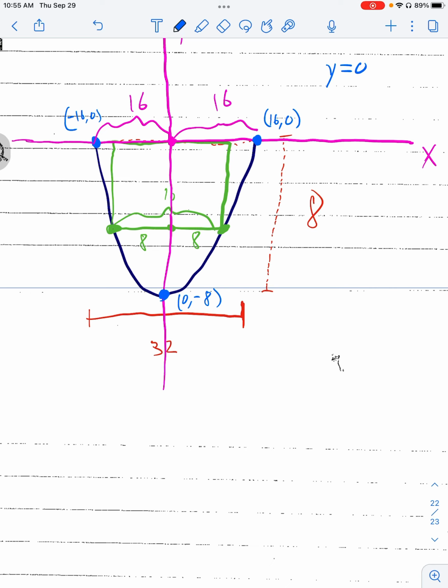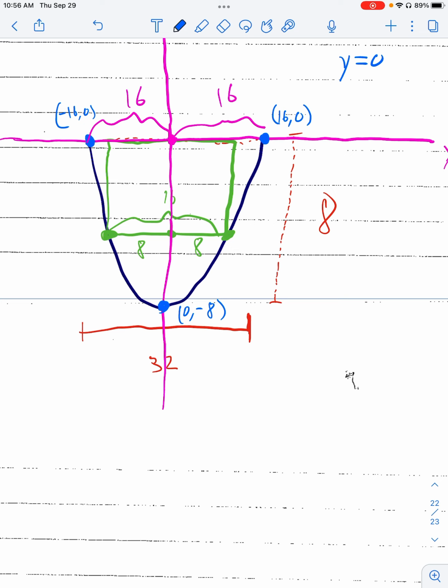And actually, right now, I have just about everything I need marked. Let's keep in mind here, let's mark these x values. What I need to do is find the height of this cylinder. It's asking for this h right here.